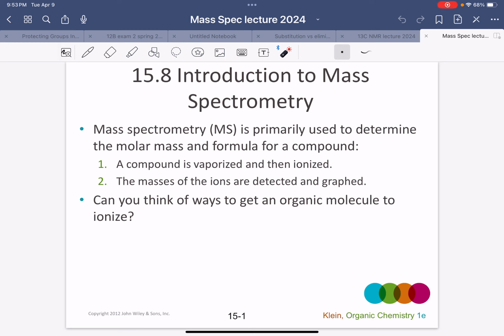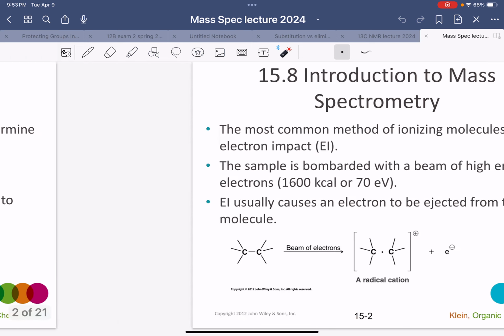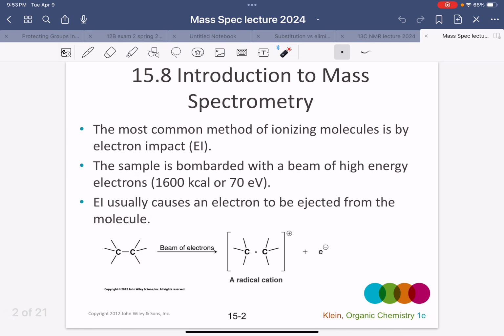Now, can you think of some ways to get an organic molecule to ionize? Well, I can think of a few. You could zap it with a stream of electrons. You could zap it with a laser. The method that is often used is what's called EI, or electron impact. So again, a stream of electrons. I'm going to show a little schematic of what a mass spectrometer looks like. Not an actual picture, but just kind of a little cartoon diagram in just a few minutes.